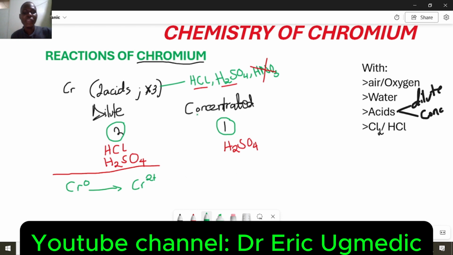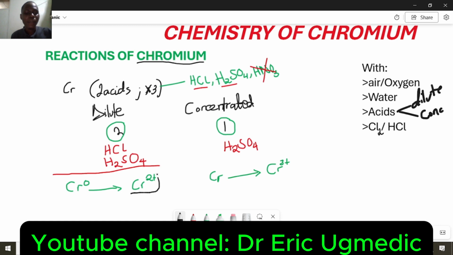However, when it's reacting with concentrated acids, you'll find that it will be oxidized to the +3 form, because this is a concentrated acid. So it will have more oxidizing power than the dilute acid itself. So what happens is that the chromium will react with these acids to form chromium 2 salts and hydrogen gas.